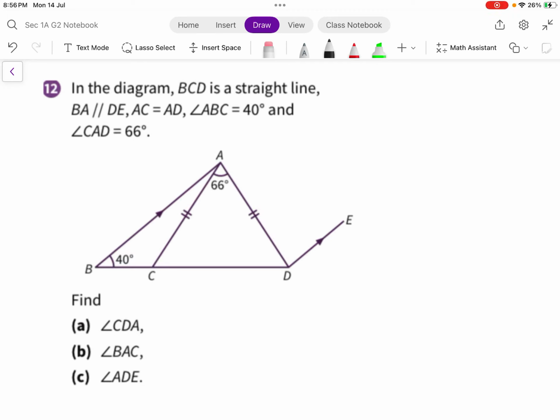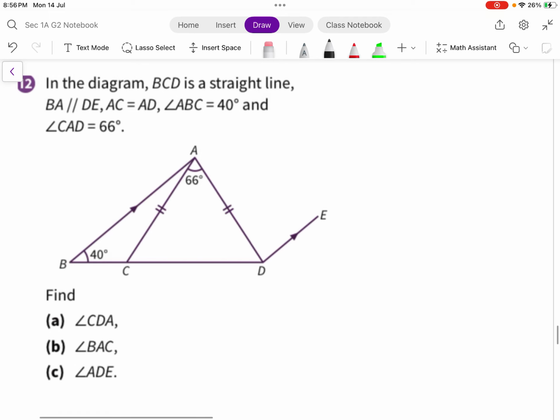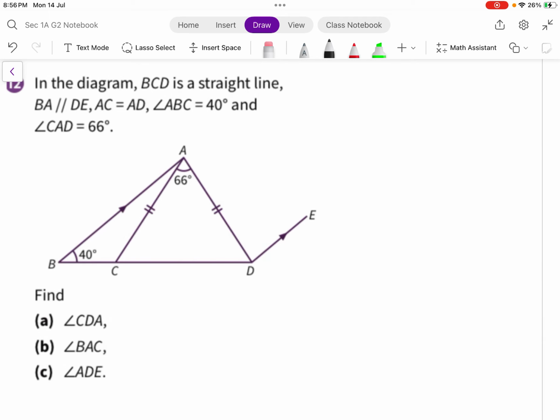Okay, so this is question 12, because I initially asked you to do questions 2 to 7, and 12 and 14. Okay, so let's look at this question, right? We need to find angle CDA, but we know that this is an isosceles triangle, right?